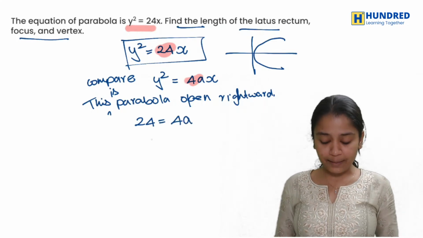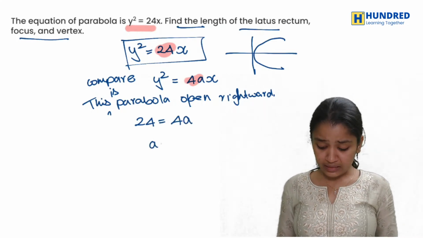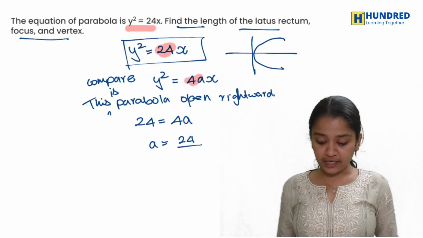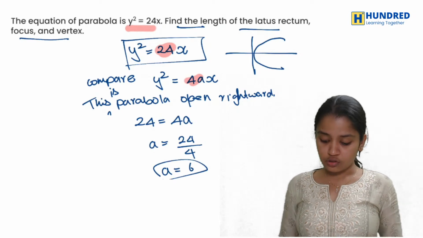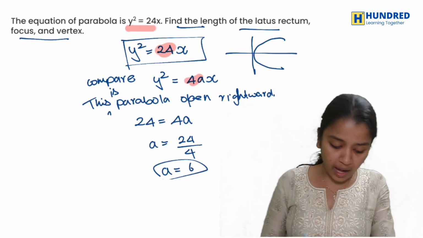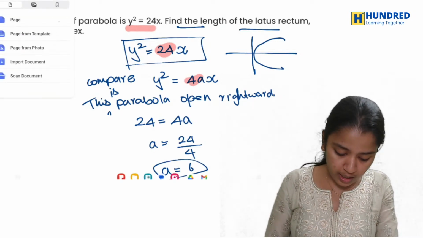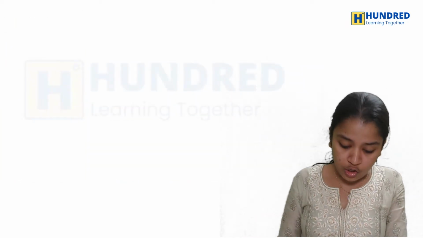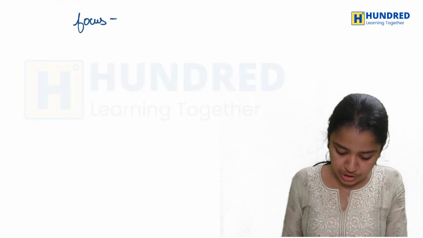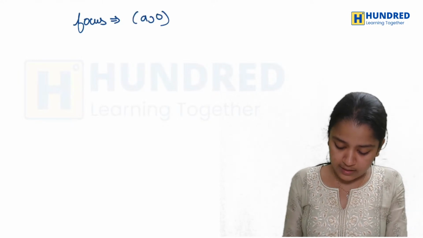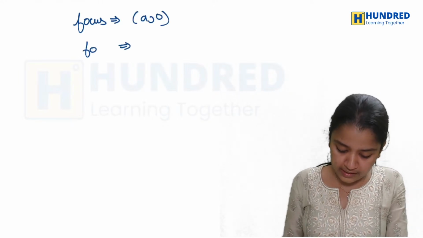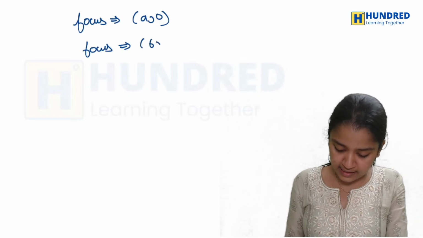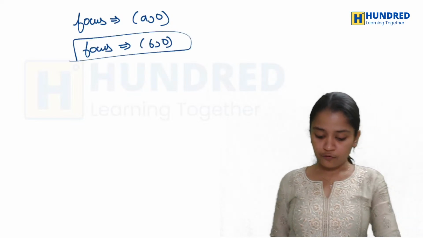So what about my a? That will be 24 by 4, so my a will be 6. Generally, I know if a parabola is opened rightwards, what will happen? The focus is generally a comma 0. So the focus is the point 6 comma 0.